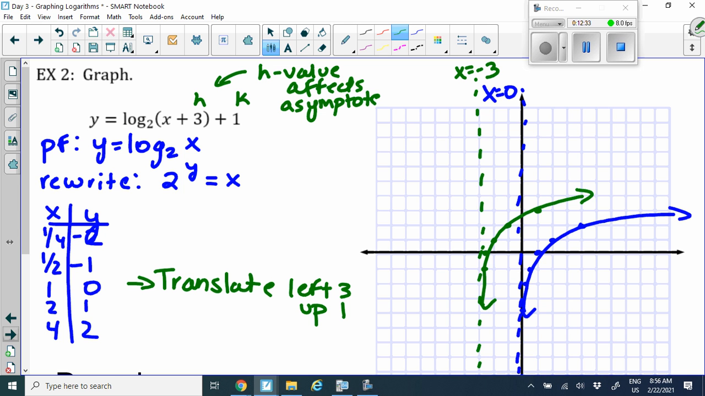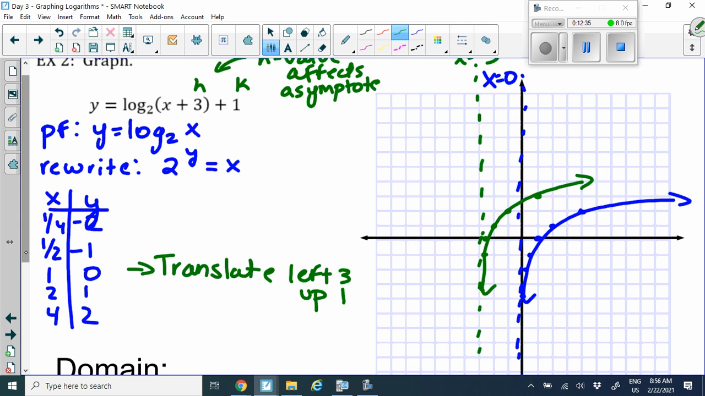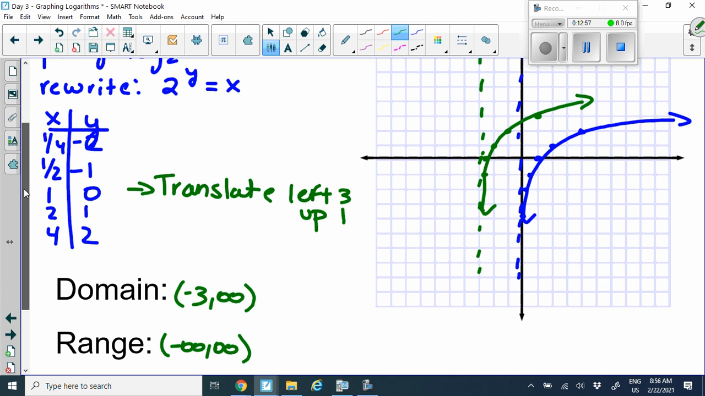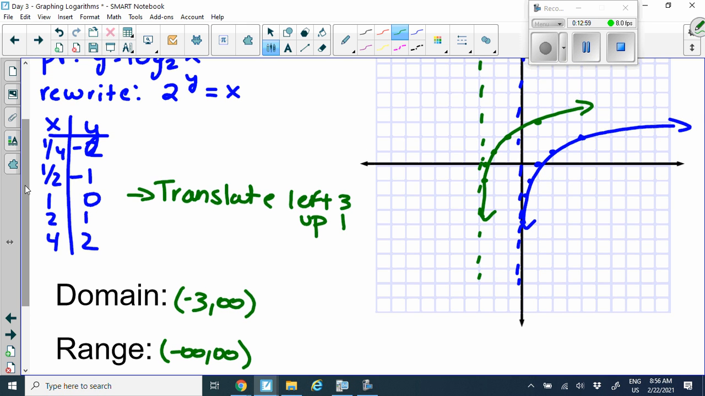Now we're going to find the domain and range of this original. Remember, domain goes off of the asymptote. So we are at negative 3, and we still go to positive on the x values. So the x values never get smaller than the asymptote. They're always getting bigger. And then our range is always going to be negative infinity to positive infinity for logarithms. Okay? Make sure you watch the last part of these notes where we're going to be talking about both logarithms and exponential graphs.